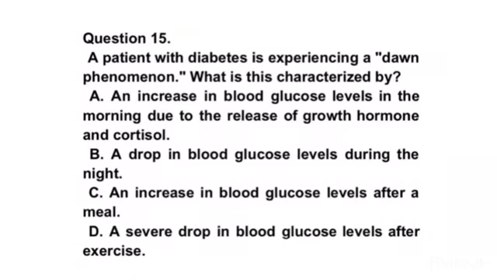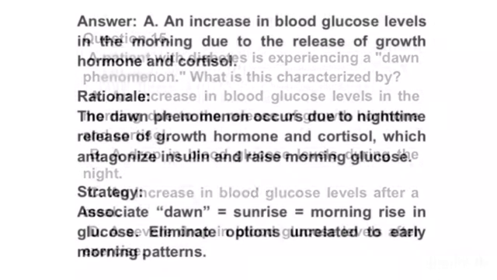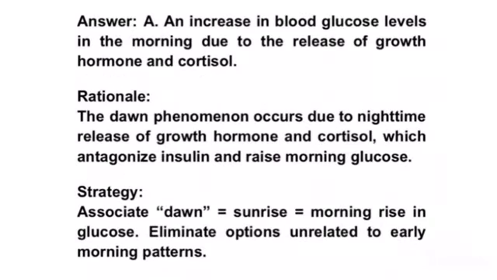B. A drop in blood glucose levels during the night. C. An increase in blood glucose levels after a meal. D. A severe drop in blood glucose levels after exercise. Answer: A. An increase in blood glucose levels in the morning due to the release of growth hormone and cortisol.